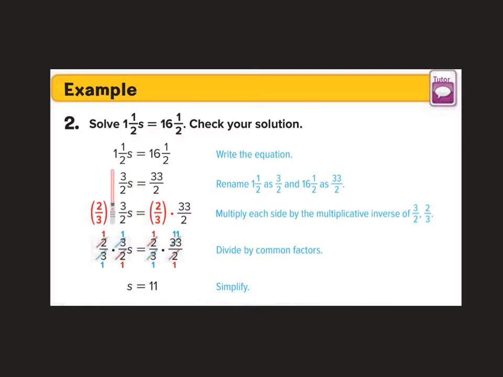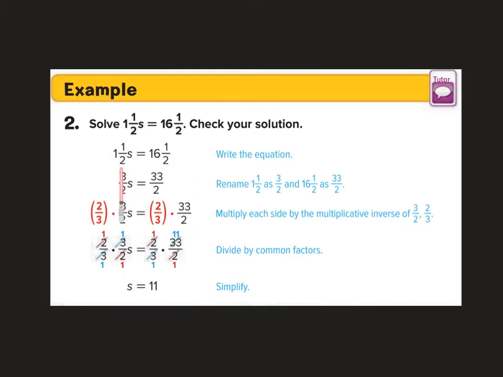So with our last lesson, we were just working on problems that had a rational number on one side of the equal sign, and today we'll be working on problems that have a rational number on both sides of the equal sign. So working through our first problem here, 1 1/2 s equals 16 1/2. We're being asked to solve and check our solution.